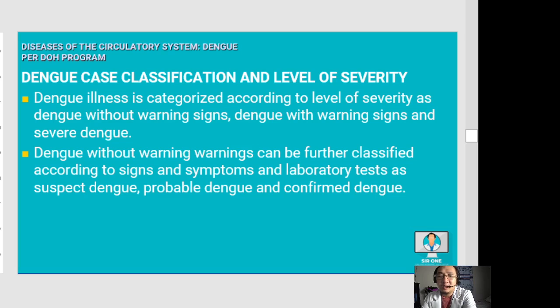So another category for dengue: dengue case classification and level of severity. Dengue illness is categorized according to level of severity as dengue without warning signs, dengue with warning signs, and severe dengue, as I've mentioned earlier. Dengue without warning signs can be further classified according to signs and symptoms and laboratory tests as suspect dengue, probable dengue, and confirmed dengue. So the patient is either a suspect, probable, or confirmed dengue case.